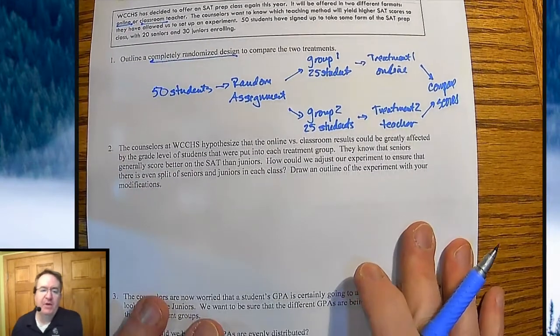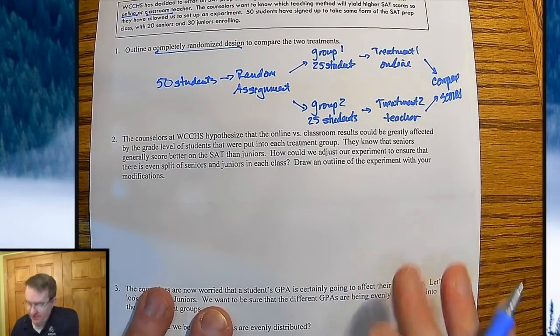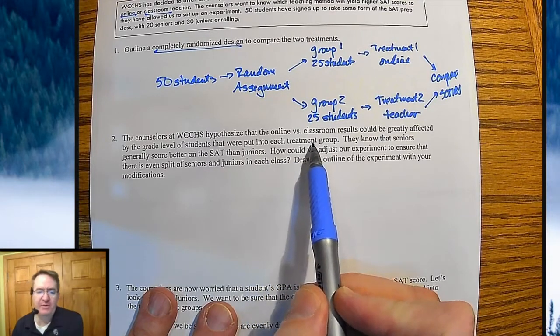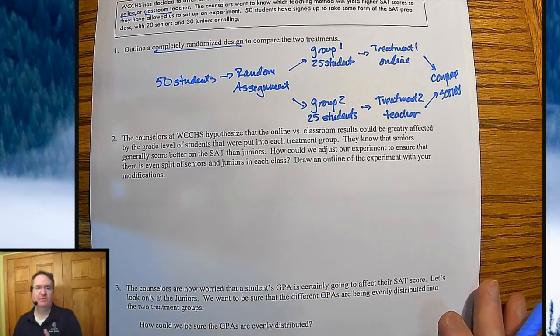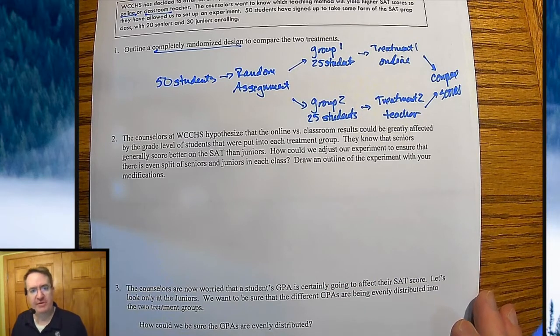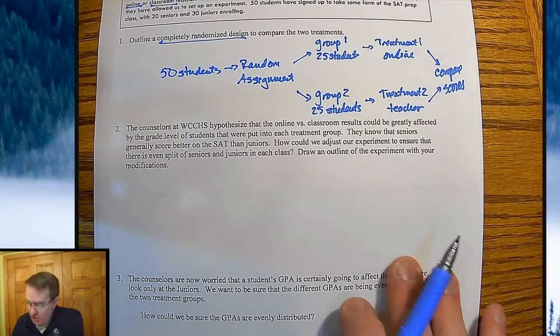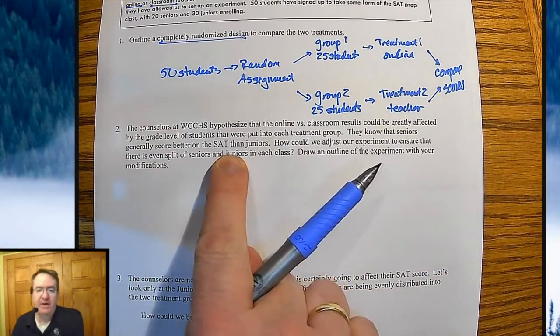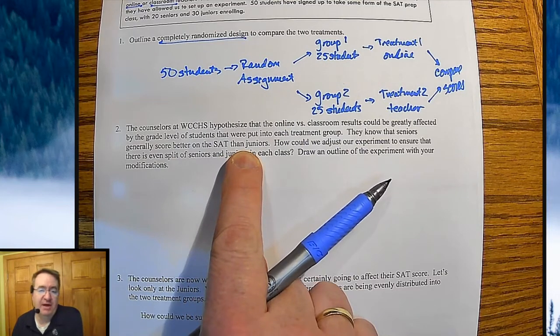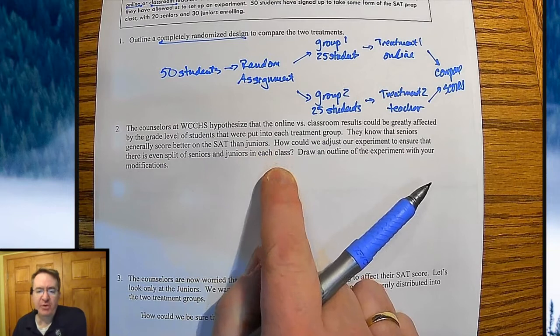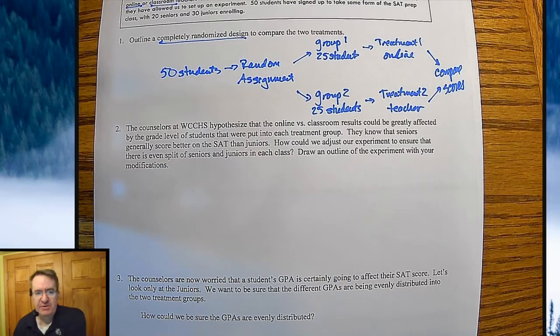Now, counselors start thinking the online and classroom results could be affected by whether we've got juniors or seniors in the group. Obviously, if they're seniors, maybe they need to get better test scores, right? We know generally seniors score better on the SAT than juniors because they've had more classroom experience on some of those topics. So how could we adjust the experiment to see that there's an even split of juniors and seniors in each class?